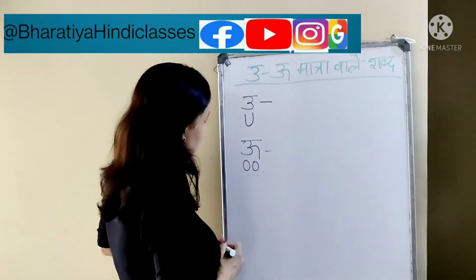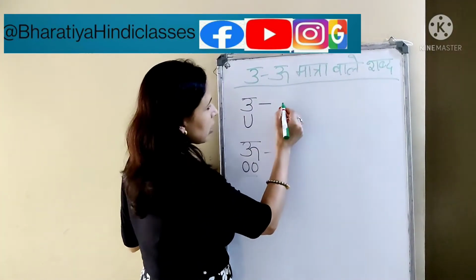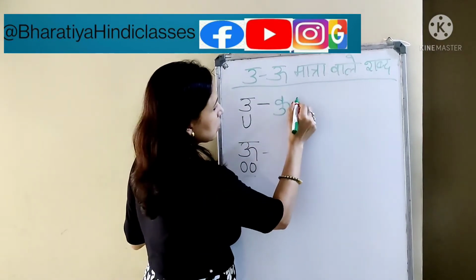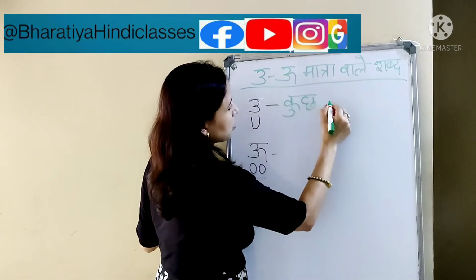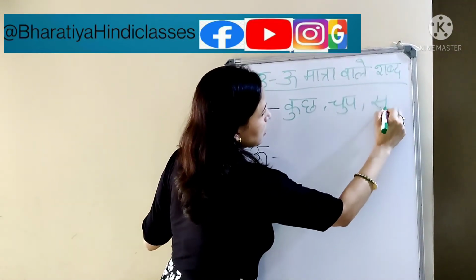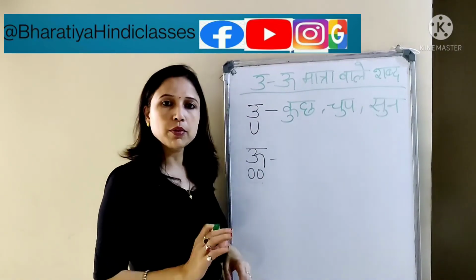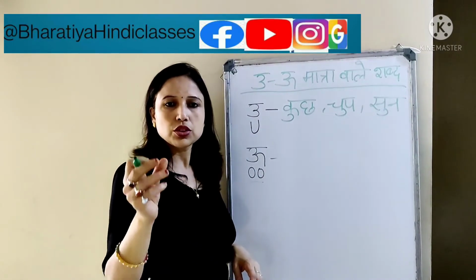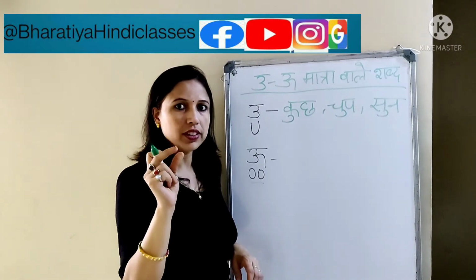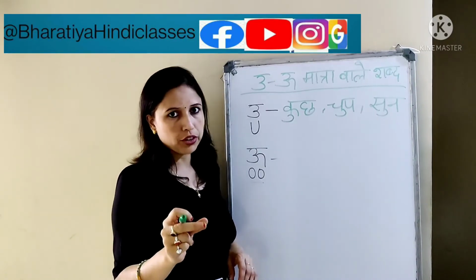Now I just give you a few words here like ko, u, cho, kuch, chup, sun. So see, normally we have to pronounce kuch, chup, sun. Just focus on the pronunciation of the letter, even that matra, how we are going to pronounce.